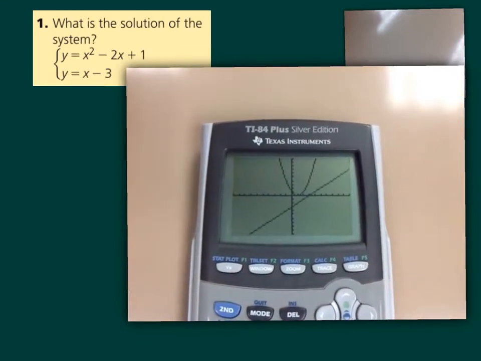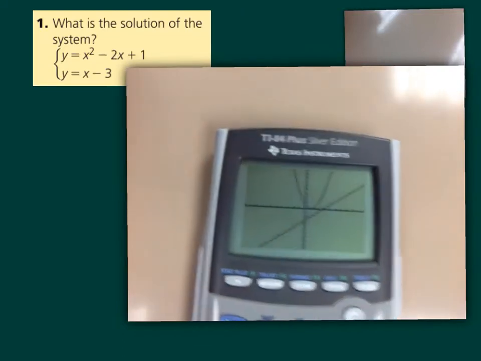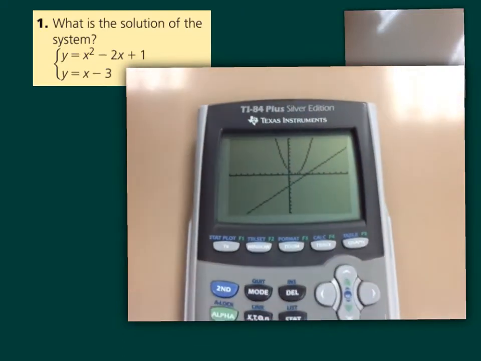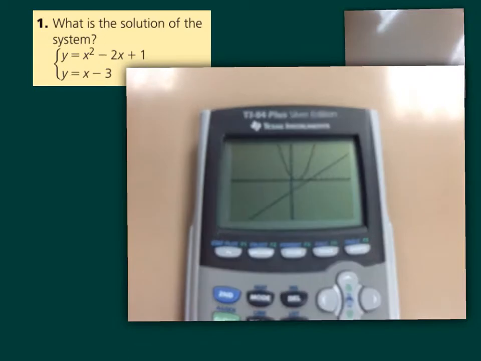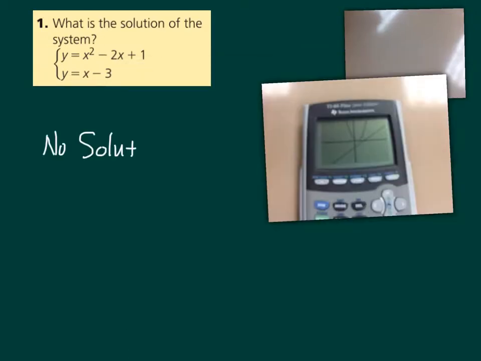We have this. So looking at this graph, what is our solution? Our answer is no solution because those graphs never intersect. When you look at those graphs, they just do not ever intersect. So it is no solution.